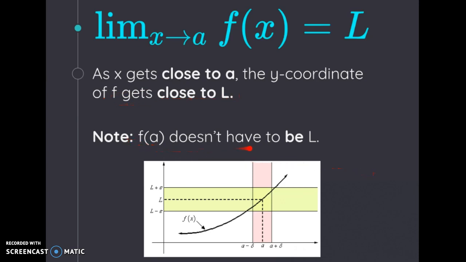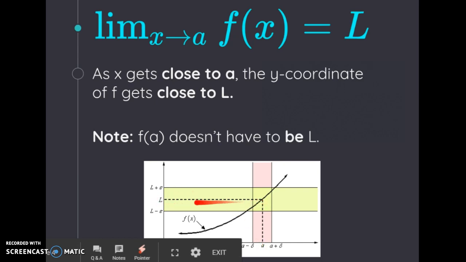Notice that f of a doesn't have to be L, and actually f of a doesn't even have to exist. So if I look at it graphically and a little bit more formally, if I'm within some small number, and we call that small number delta, if I'm within delta of a in either direction, then I promise you that my y-coordinate will be within some small value epsilon of that limit.